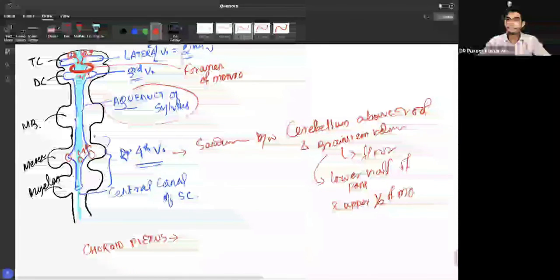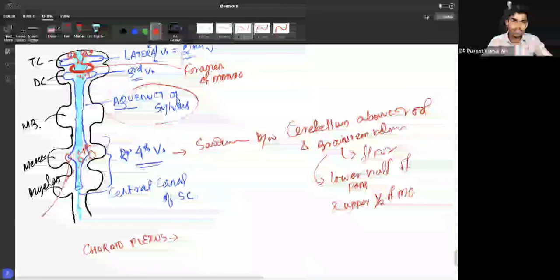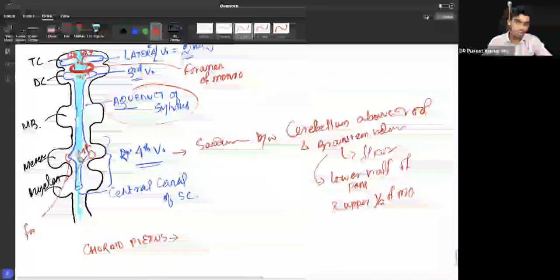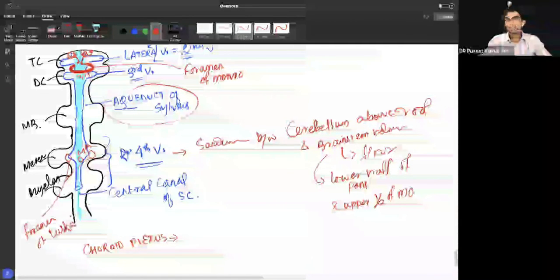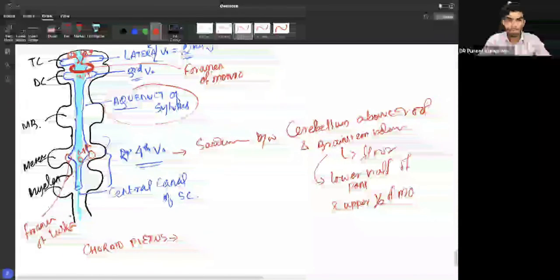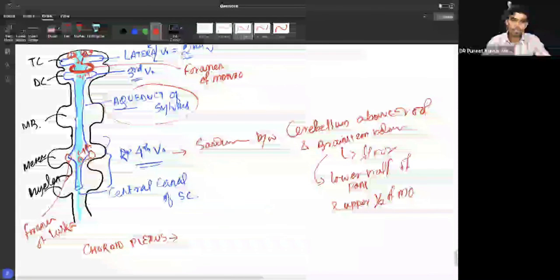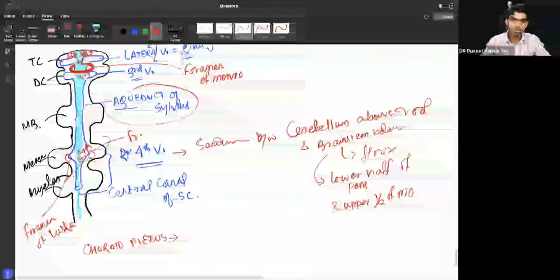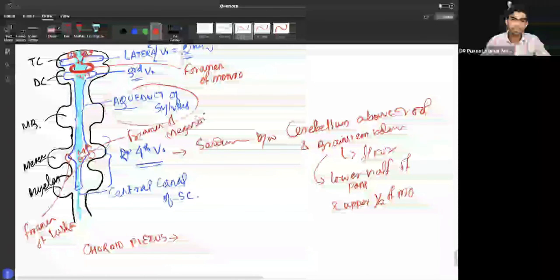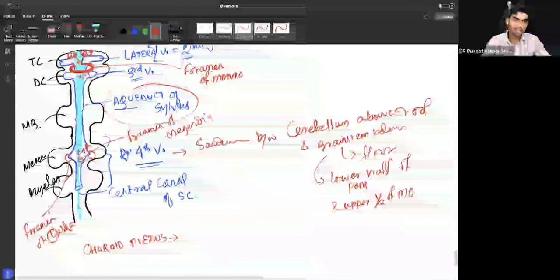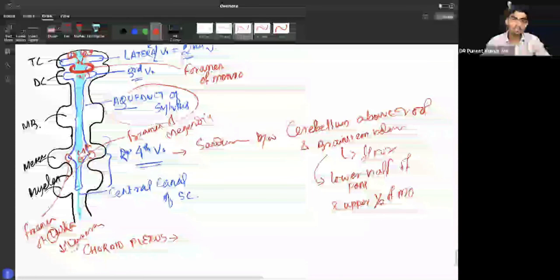Now, on the roof of the fourth ventricle, you have three openings towards the cerebellum. Two are present laterally. These are called foramen of Luschka, and the one which is present in the midline is called foramen of Magendie. L for L is present laterally, and M for M is present on midline.